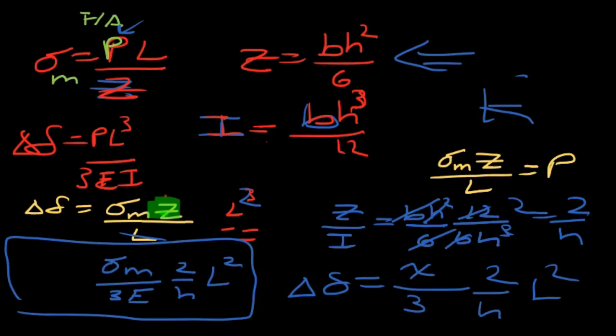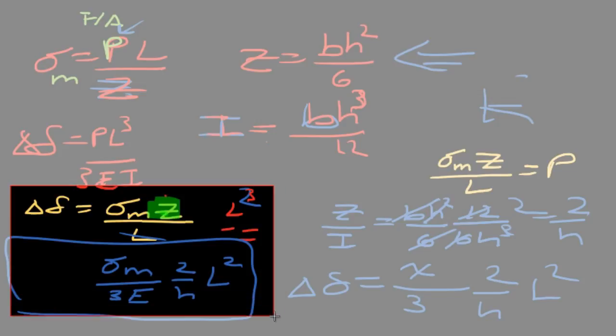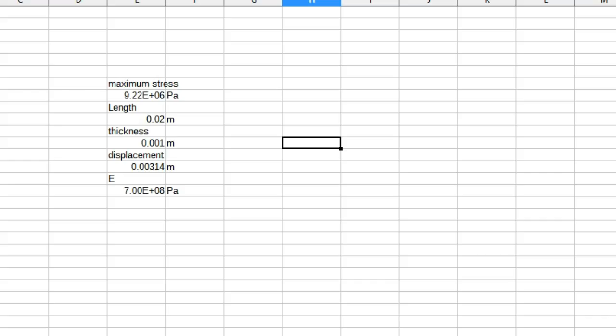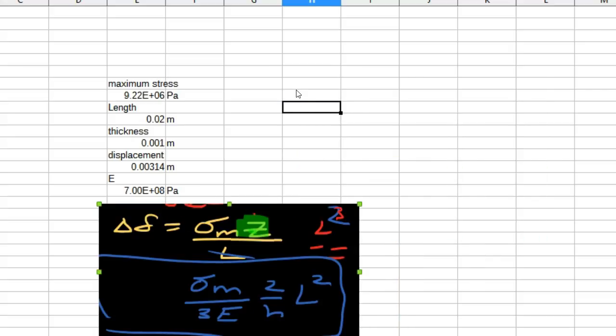Now what we're going to do is chop some stuff. We're going to use a snipping tool here. I'll just take that with me to the program, the Excel sheet, and hopefully this program lets us drop it in pretty easily. Yes, it does. So basically I want to verify this equation. So the displacement, which should be this number here, is going to be equal to the calculation.